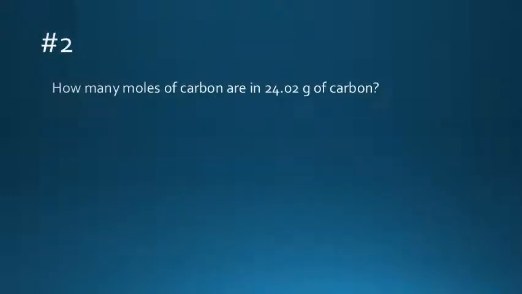Well, it's a good idea to make a plan. Always a good idea to make a plan, especially as these problems get more complex. Well, we've been given grams of carbon, and I gotta get to moles. Well, to go from grams to moles, where do you find that conversion? Well, if you said the periodic table, you are correct.